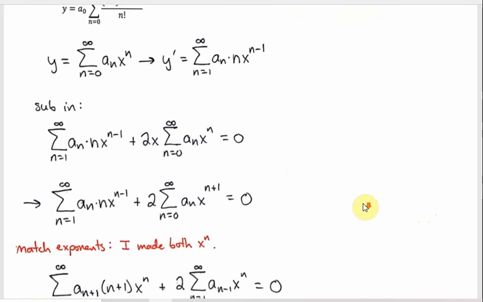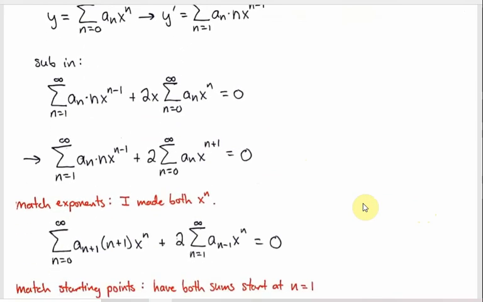And then the first thing is to match exponents. I guess you have some different options here, but I just made both of them x to the n. Usually that's the simplest thing you can do. So then that means in the sum that's on the left, I've got to go up 1 on that n, and this n in the exponent, and then down 1 in the starting point. So starting point, now it's 0, and then n plus 1 there, n plus 1 there, and then n minus 1 plus 1, which is n right there.